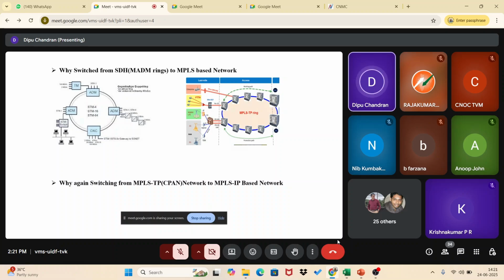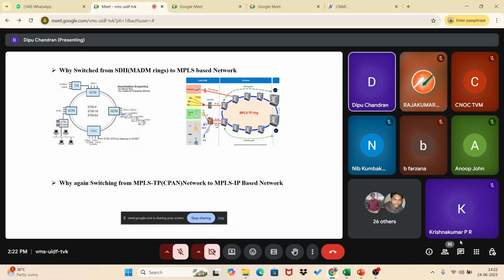Then why did we migrate from SDH to an MPLS based network? Even CPAN is an MPLS based network, but it is a curtailed form of MPLS IP, so we have many things limited. The question is why we transformed from an SDH scenario to MPLS, because the SDH scenario has a lot of protection mechanisms. Even individual events can be monitored at any level, because it is robust in management. MPLS is not as robust as SDH.